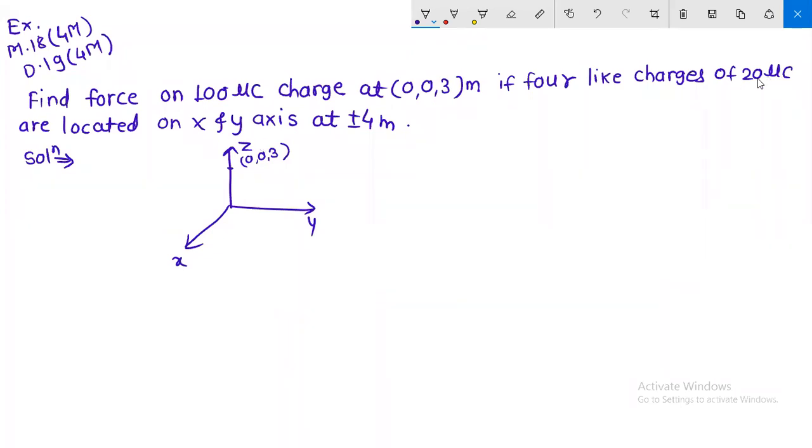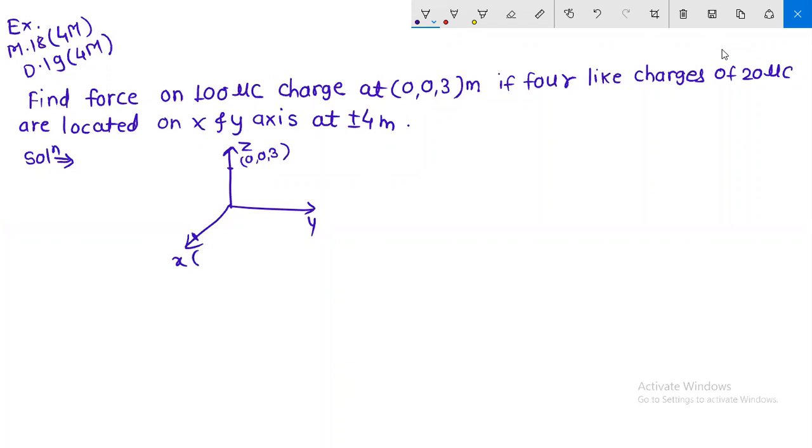Now 20 microcoulomb charges, 4 charges are located on which axis? X axis and y axis. Now if I consider x and y axis, there are only 2 axes, but 4 charges are located at 4 meter. Then how can I locate the remaining 2 charges? 4 like charges of 20 microcoulomb are located on x and y axis. Distance is 4 meters. So I consider on x axis this distance is 4 meter.